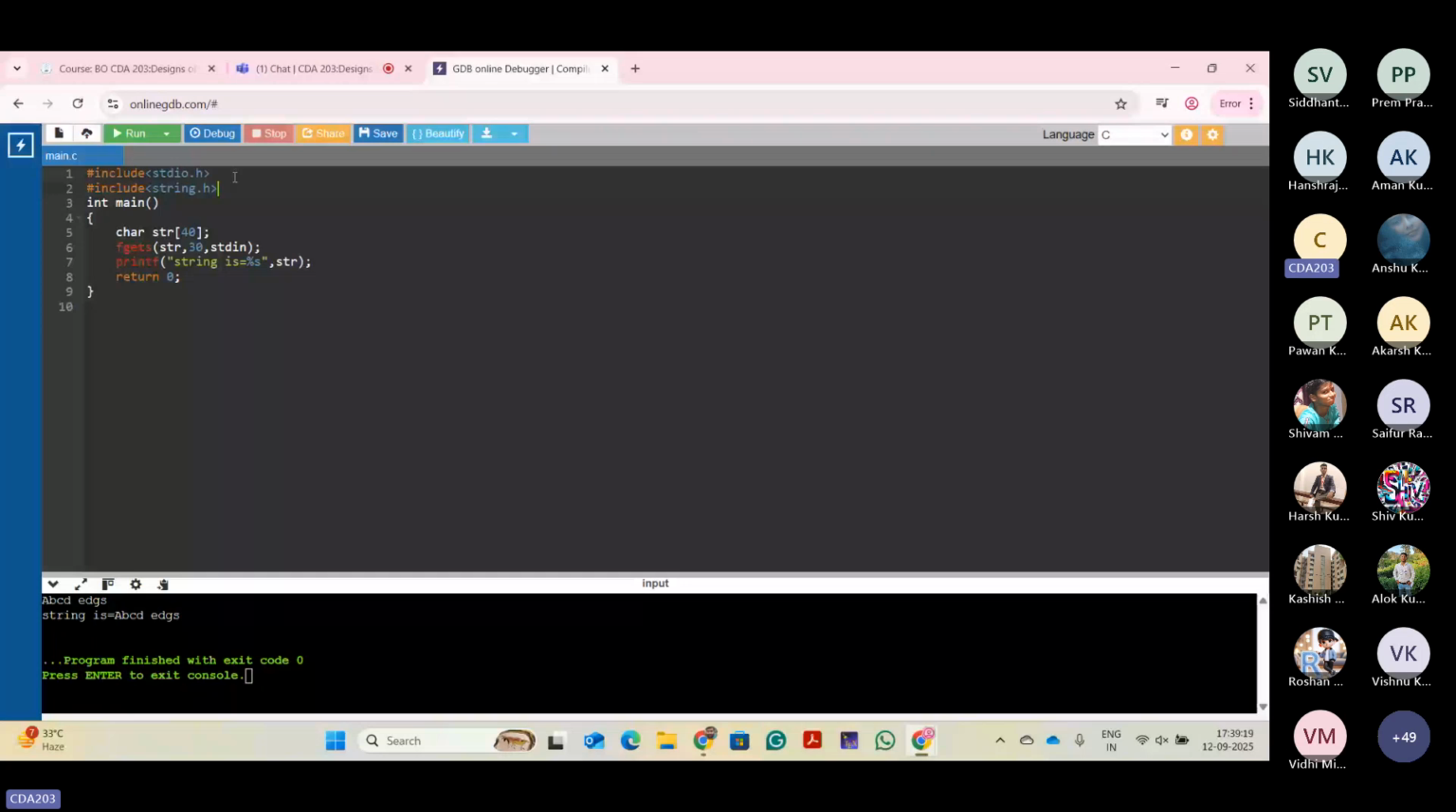This works like user input. Yes, if you are asking about the fgets function, it actually depends on... I don't know what you mean by user input. It's basically what is standard input.